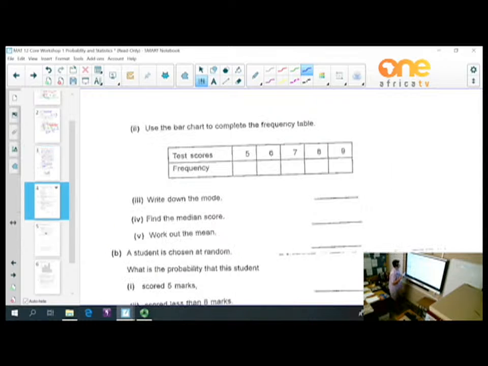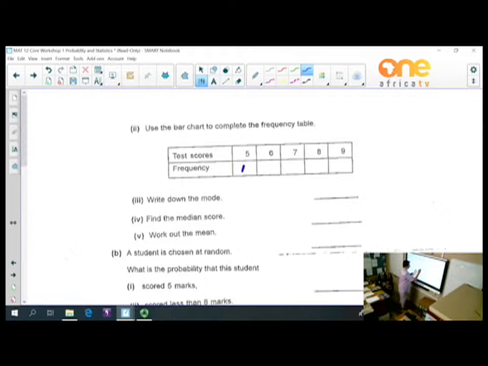So let's go to this one. So from that table, 5 is 4, 2, 3, 5, and 6. That's very easy. You just read it off. Now again, they want the mode. The mode is the one with the highest frequency. What will it be in this case? Here, this is the highest frequency. So the mode is 9.